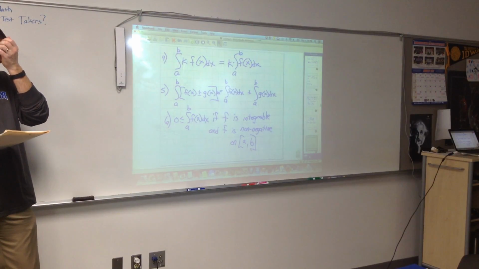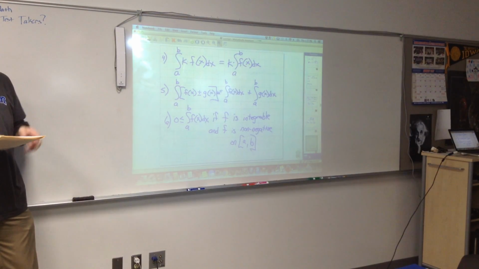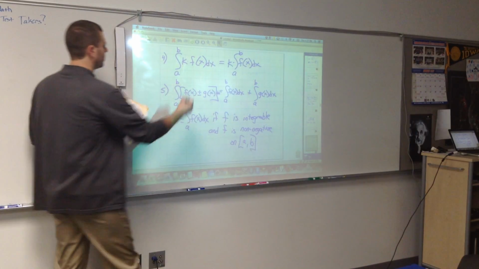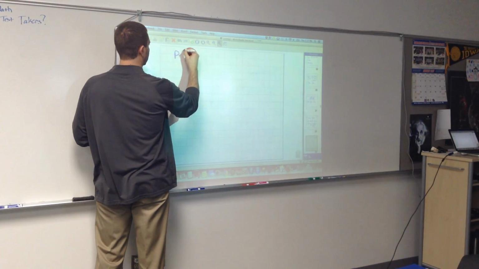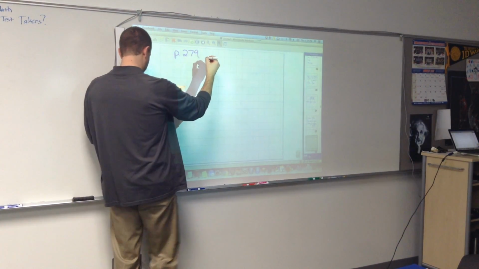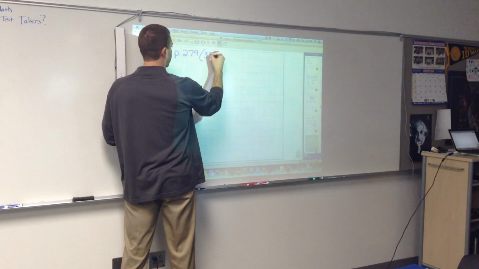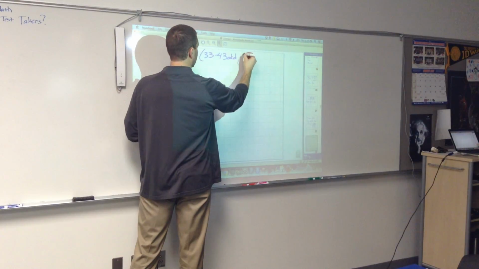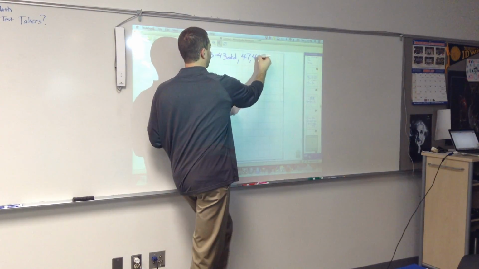Those are the properties I want to go over right now. The practice problems that go with these properties are on page 279, 33 to 43 odd, 47 and 48.